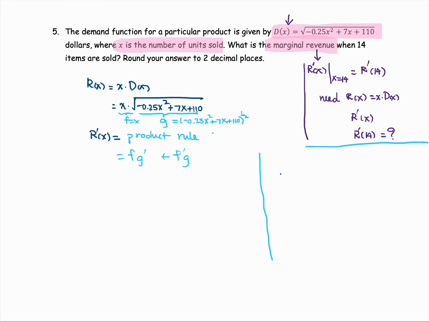Since f is x and g is the quantity negative 0.25x squared plus 7x plus 110 to the power 1/2, f prime is nice and simple because the derivative of x is 1. F prime is done, set it aside. Where the g prime, as you see, g is the quantity raised to the power.